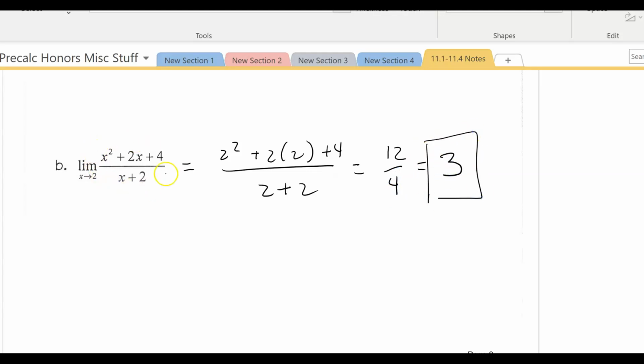So if we were to graph this function, not really sure what it would look like, but we're just going to graph a little piece of this where here's x is equal to 2.